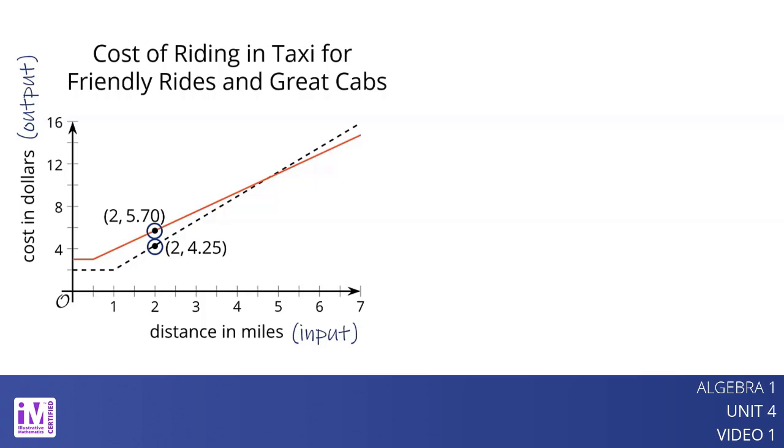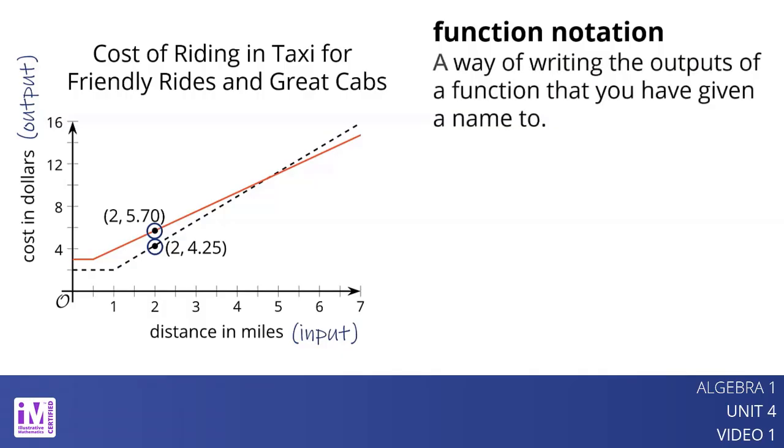We can convey the same information much more efficiently by naming each function and using function notation to specify the input and the output. Function notation is a way of writing the outputs of a function that you have given a name to.